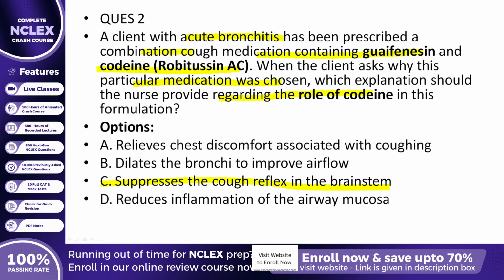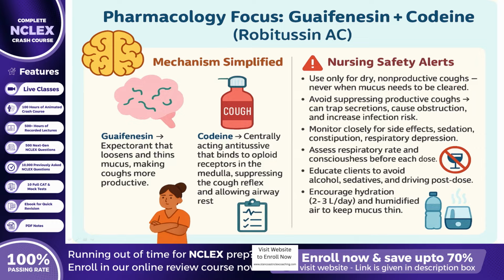In this pharmacologic combination, each ingredient has a distinct role. Guaifenesin is an expectorant that helps loosen and thin mucus, promoting productive coughing and easier expulsion of secretions. Codeine, however, functions very differently. It acts on the central nervous system as a potent antitussive. Specifically, it binds to opioid receptors in the medulla oblongata, the area of the brain responsible for regulating the cough reflex. This action reduces the sensitivity of the cough center, thereby decreasing both the frequency and intensity of dry, non-productive coughs. This suppression allows the inflamed airways to rest and the client to sleep more comfortably, preventing exhaustion from continuous coughing.